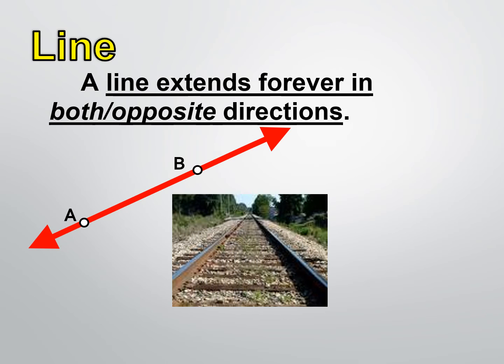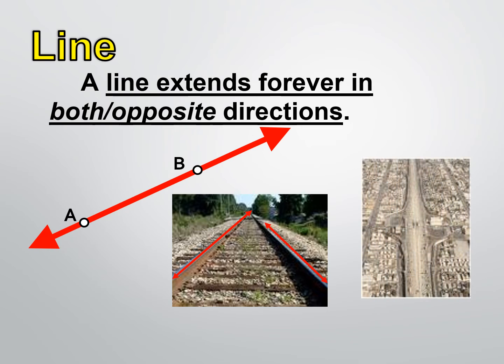If you're going to have this example or this picture, the rail of a train, this is an example of a line. Another one is this, the road that we have. So there are so many representations of lines in our life.